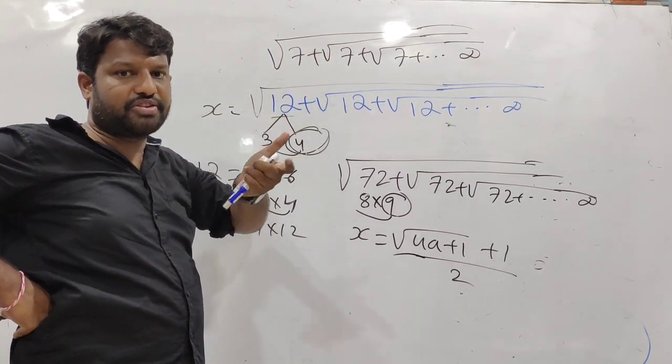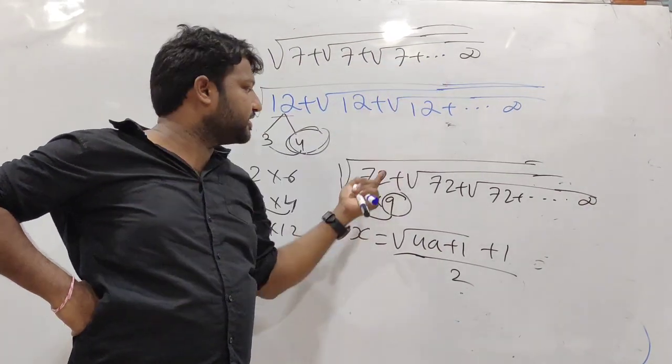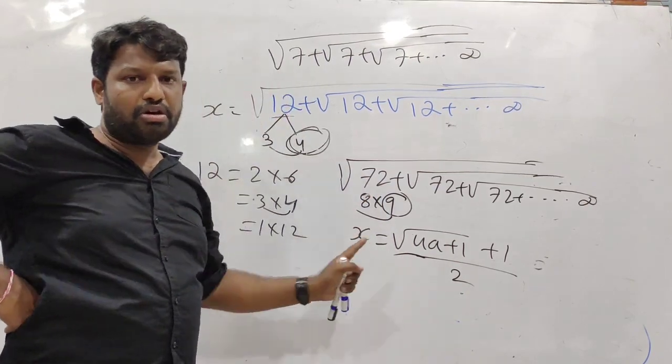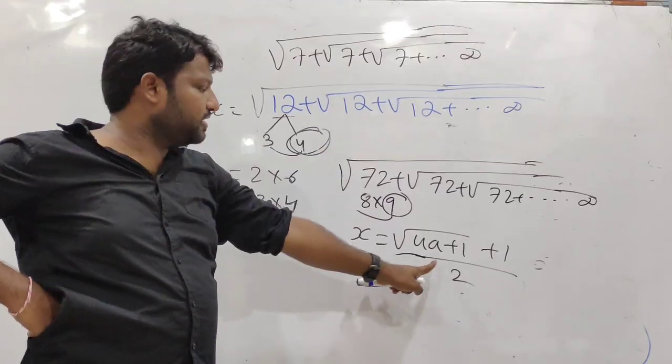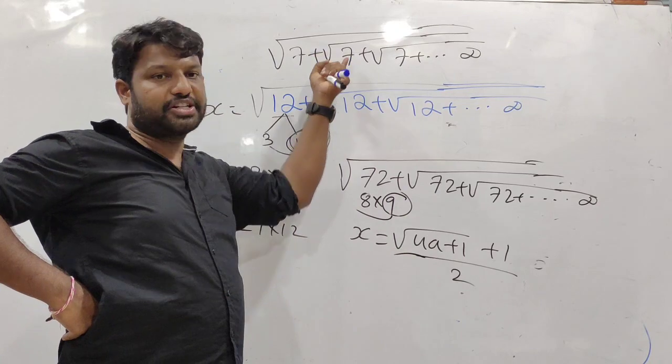7, only we can write 1 into 7, the difference is not 1. So if you are not in a position to write like this, as a product of two terms, then you will use this formula x is equal to (√(4a plus 1) plus 1) by 2. In place of a I will substitute 7, then I will solve this. Okay, do you understand the difference in this method?